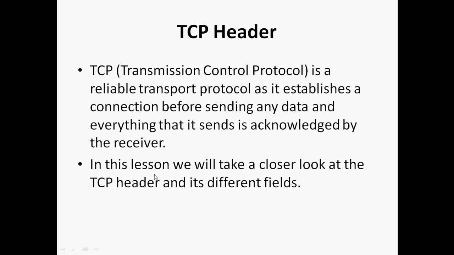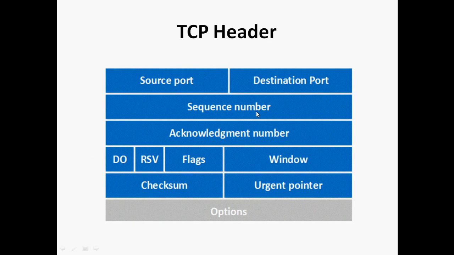In this lesson we will take a closer look at the TCP header and its different fields. So this is the TCP header. We have to go through each and every field: how many bits are used and what is the use of that field. The fields are source port, destination port, sequence number, acknowledgement number, data offset, reserved bit field, flags, window, checksum, urgent pointer, option.